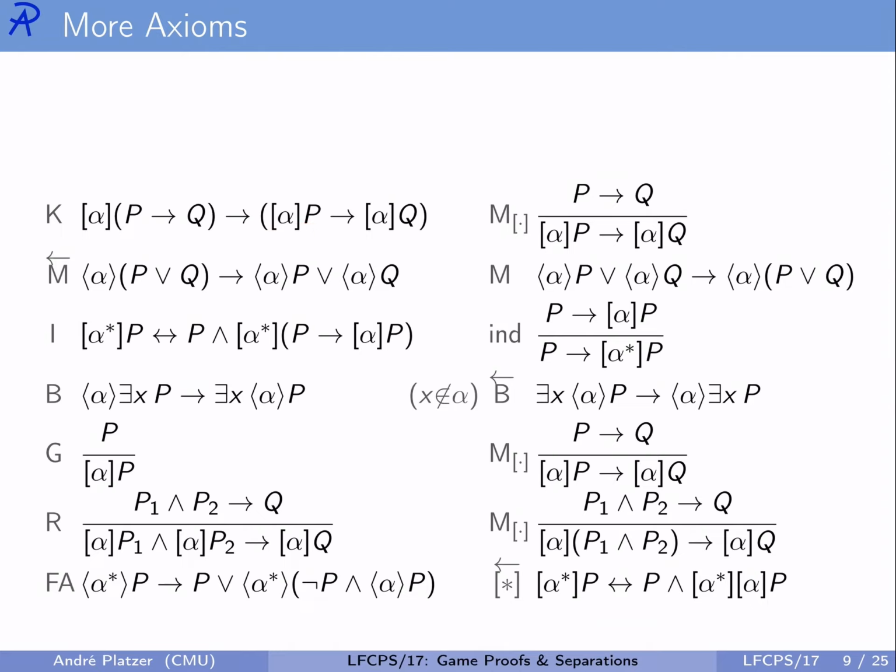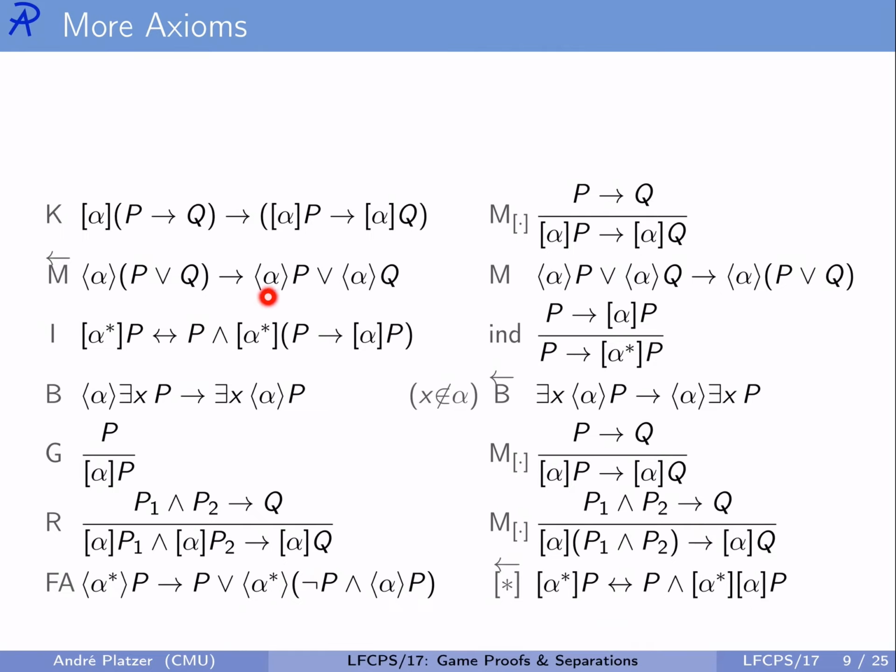Now, let's read it as a hybrid game. Demon has a winning strategy in the hybrid game alpha to make P implies Q true. Then, if Demon also has a winning strategy in the hybrid game alpha to make P true, then he does have a winning strategy in the hybrid game alpha to make Q true.